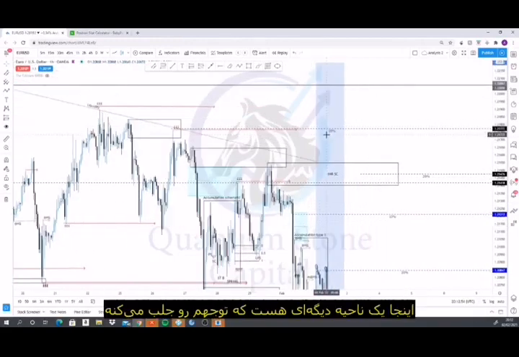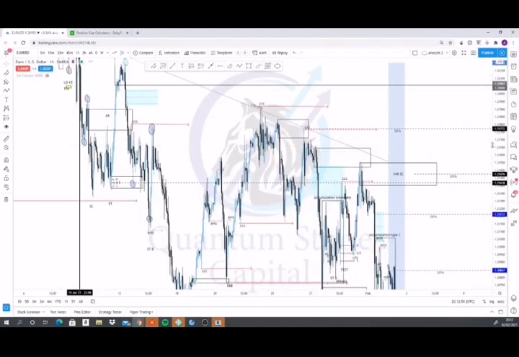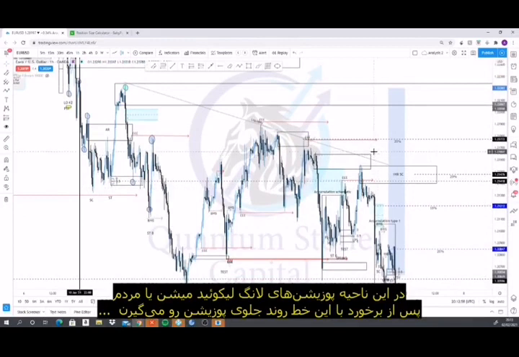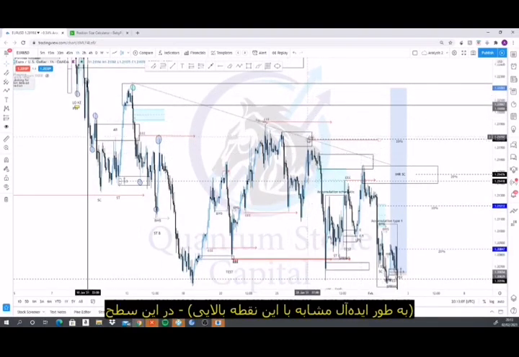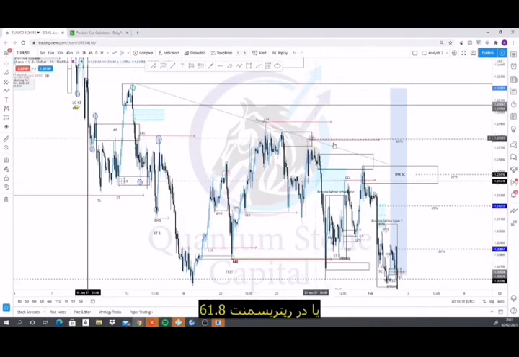So this is another area of interest of mine, and what that's basically done is it's taken out buy side liquidity, or people that had stops above this trend line here, and ideally stops above this prior high here, maybe sold short upon a retracement, etc.